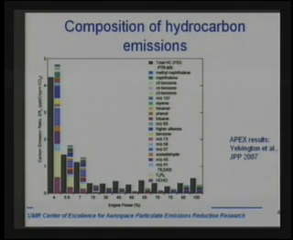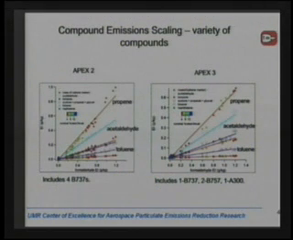So let's come back to the question of the speciation and how it varies with power. That's shown in this plot. One of the things I didn't really highlight is that, in order to get those averages, we averaged over all the conditions in Apex 1 when we were at a particular power condition.